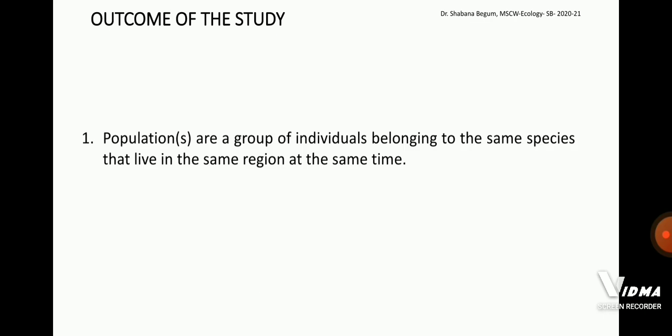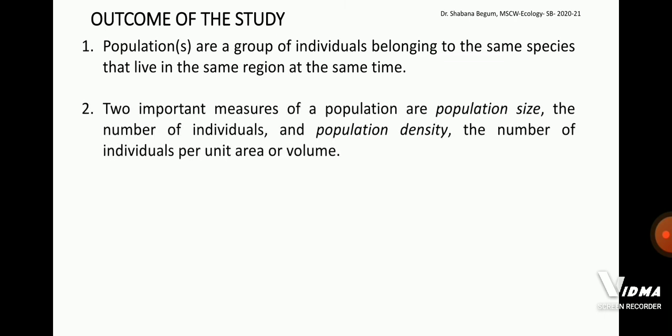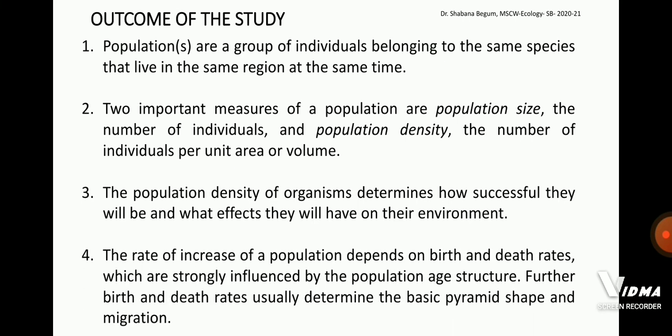So finally, the outcome of the study is that populations are groups of individuals belonging to the same species that live in the same region at the same time. Two important measures of a population are the population size and the population density. The population density of organisms determines how successful they will be and what effects they will have on their environment. The rate of increase of a population depends on the birth and death rates, which are strongly influenced by the population age structure. Further, birth and death rates usually determine the basic pyramid shape, along with migration.